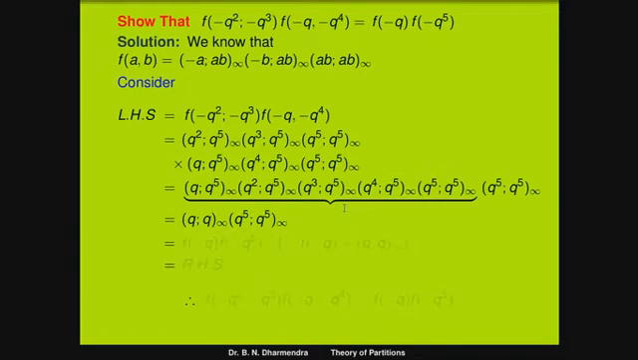That is nothing but f of minus q to the power of 5, since f of minus q is (q; q)∞. So when I replace q by q to the power of 5, f of minus q to the power of 5 is equal to (q^5; q^5)∞.